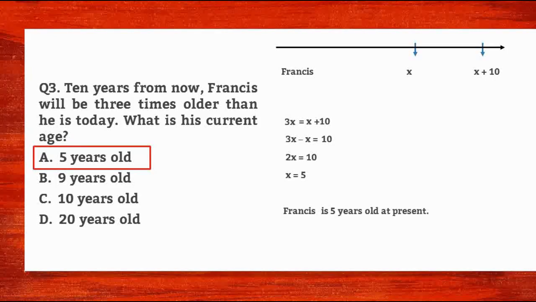The last step is to answer the question, what is Francis' current age? Based on our timeline, Francis' current age is represented by x, and x, as we have solved, is equal to 5. Thus, answering the question, Francis is 5 years old at present.